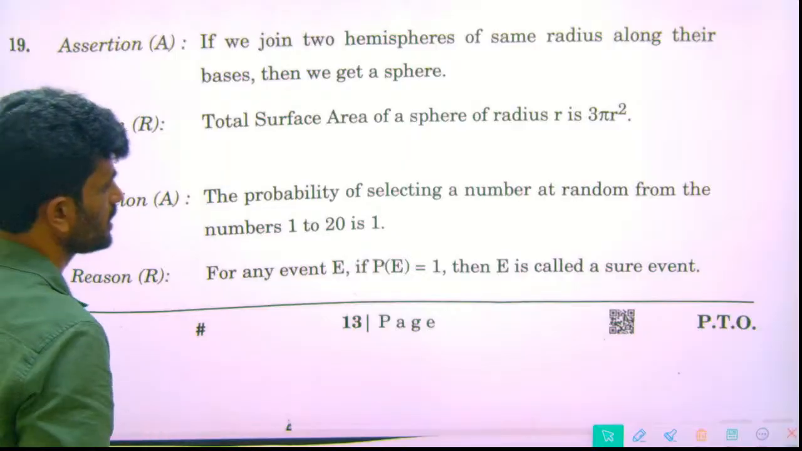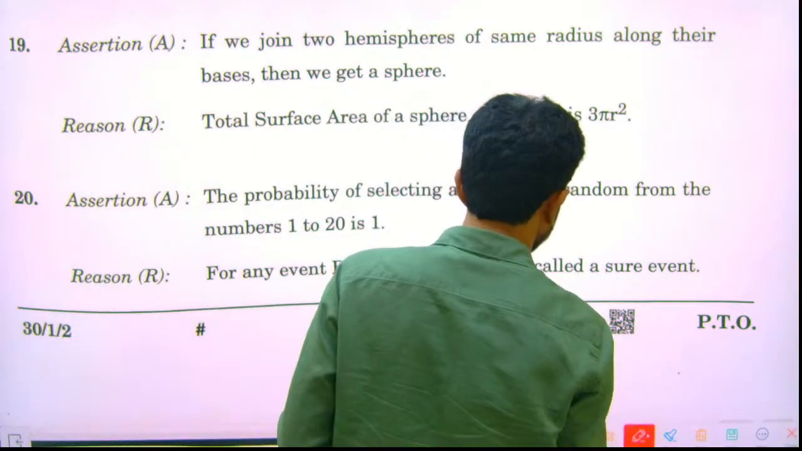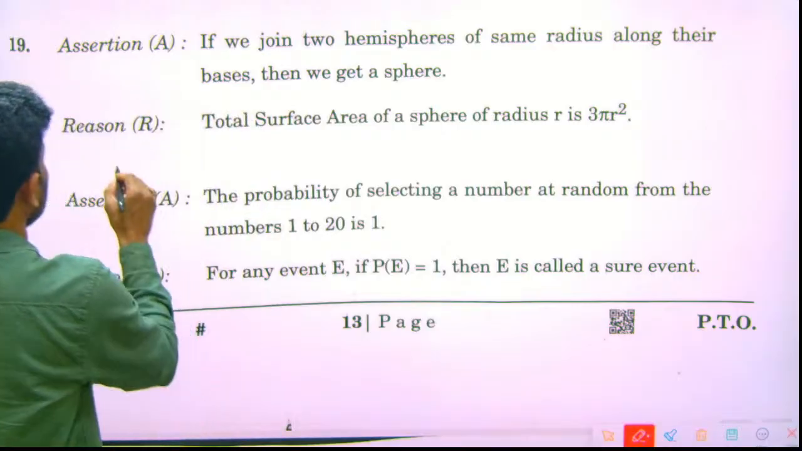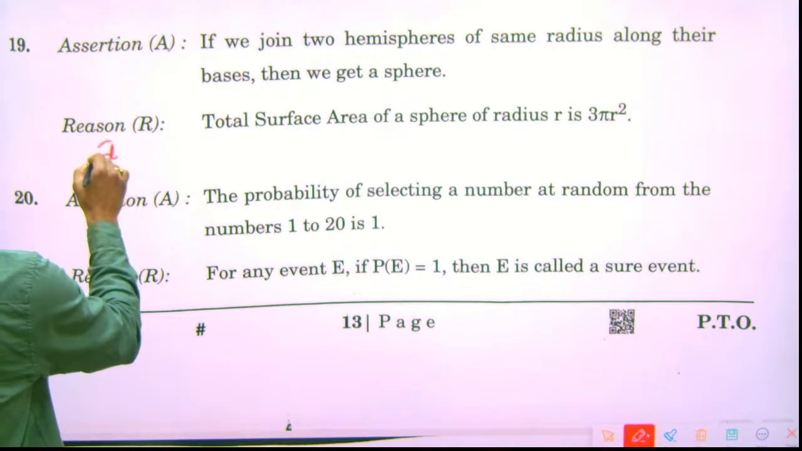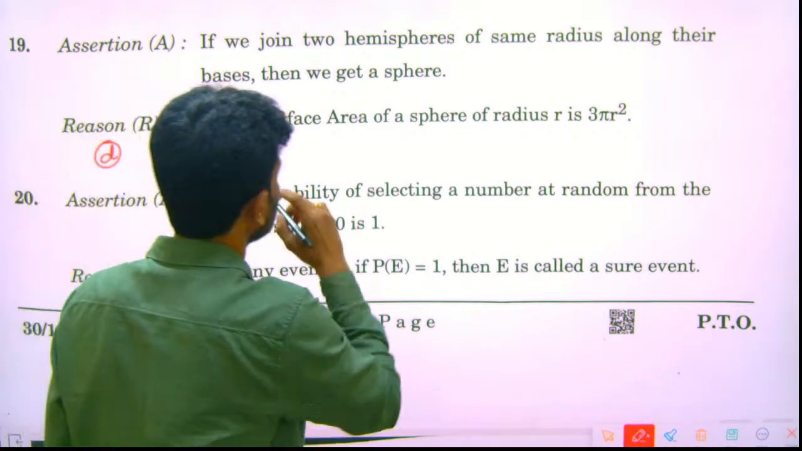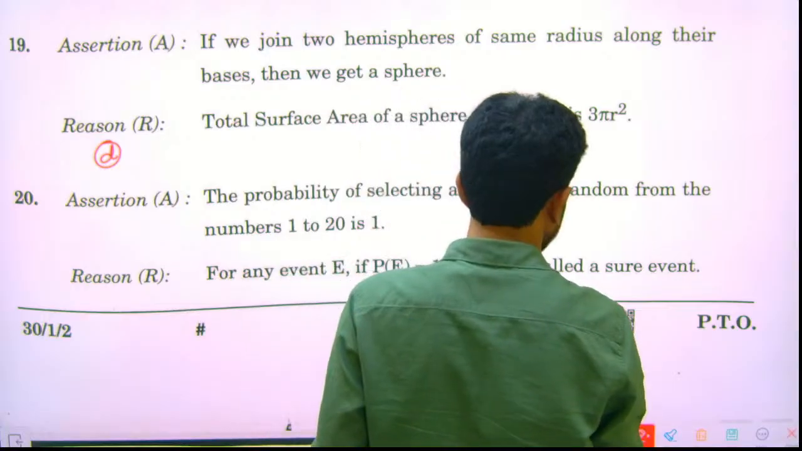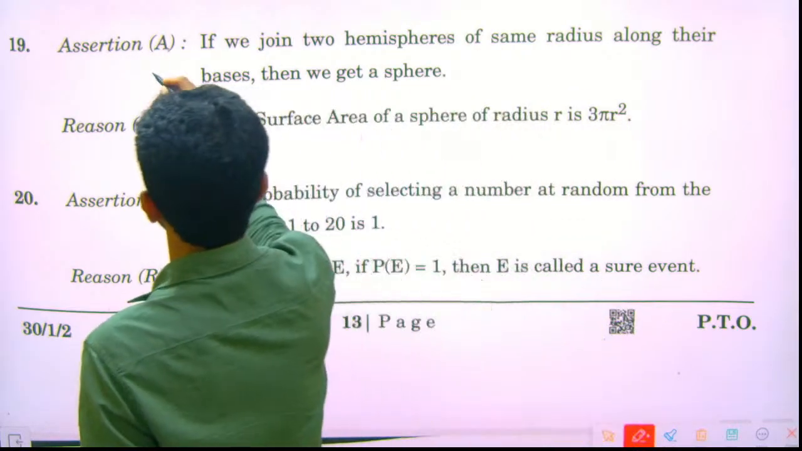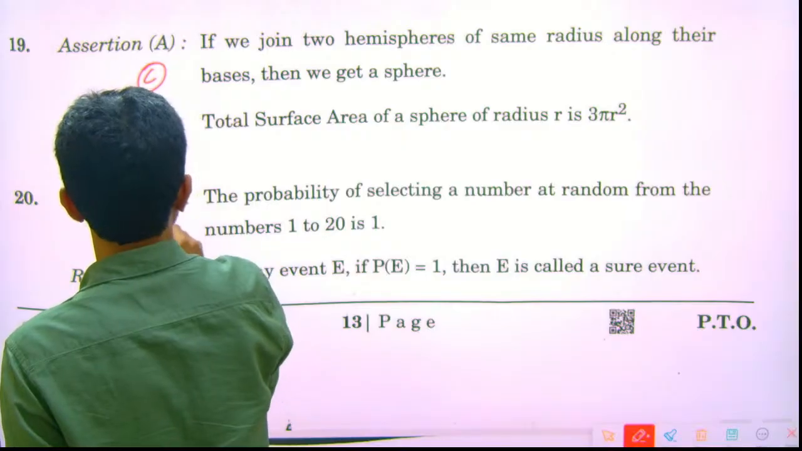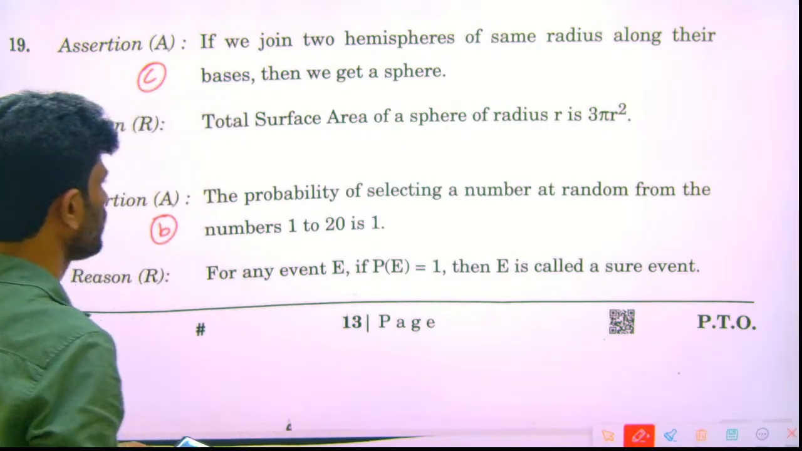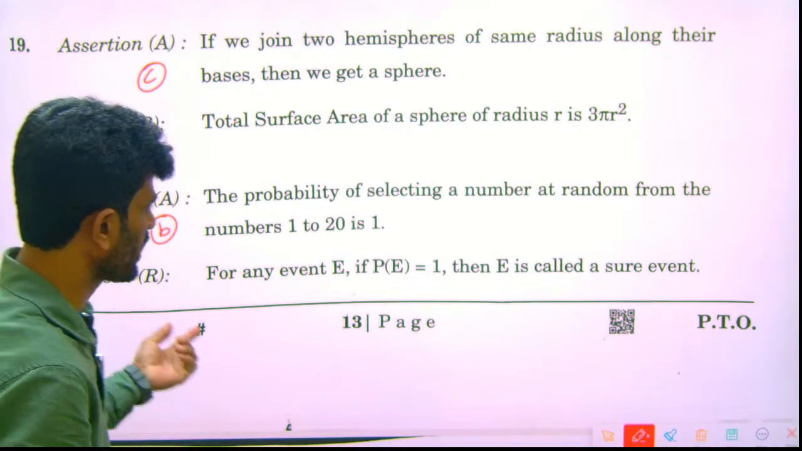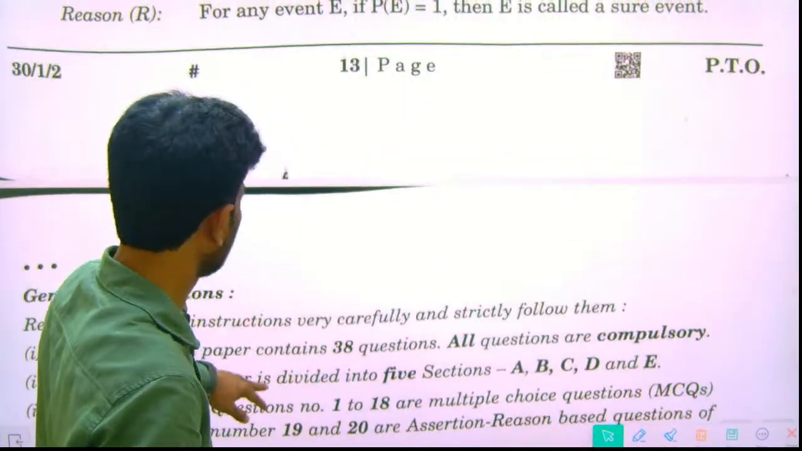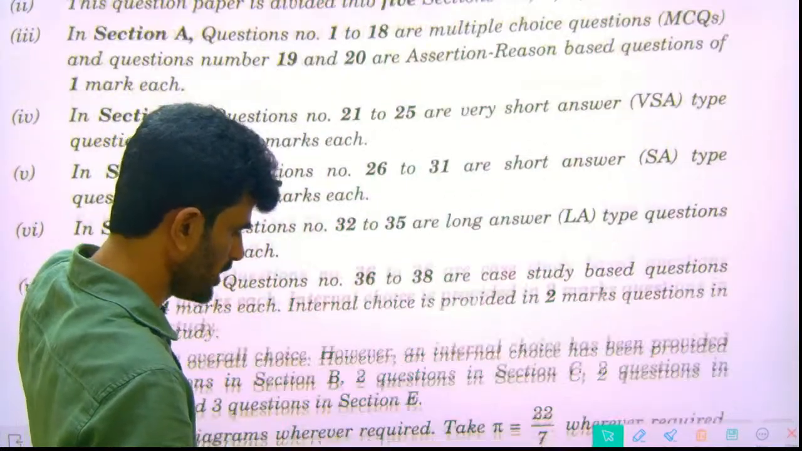Now assertion and reasoning, just now we discussed these two. Here the 19th and 20th are interchanged. So this is D, 19 is D, no, not D. Assertion is true but reason is false. So option C, and this one option B: assertion is true, reason is true, and reason is not the correct explanation of assertion. Okay, over.